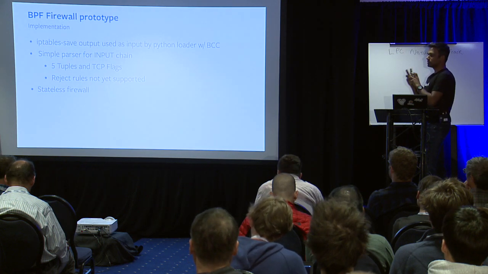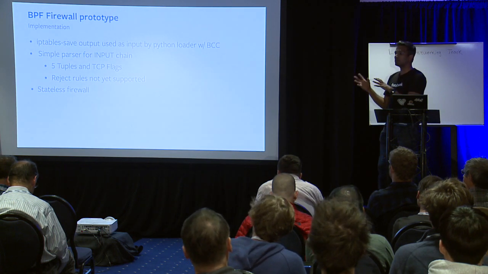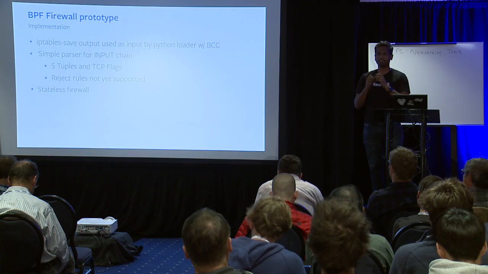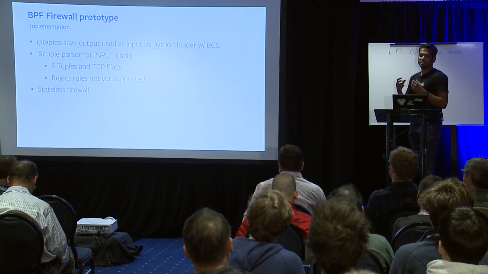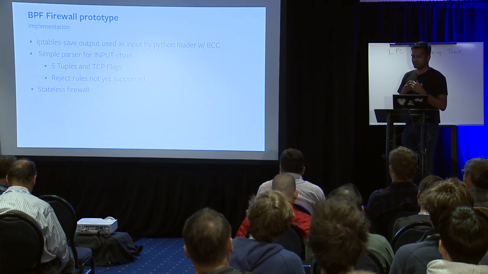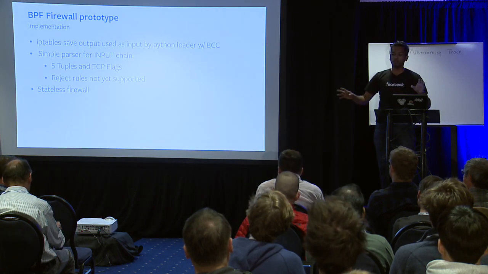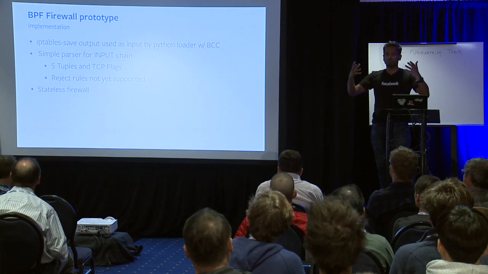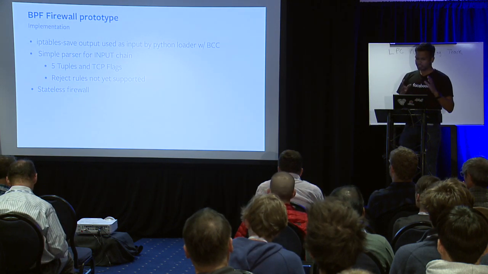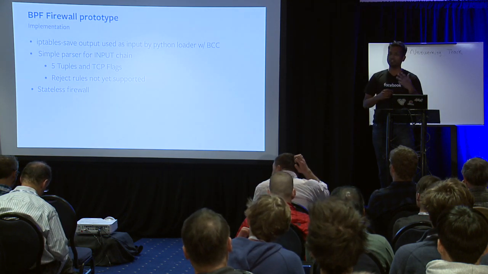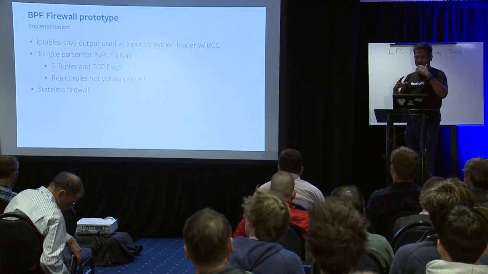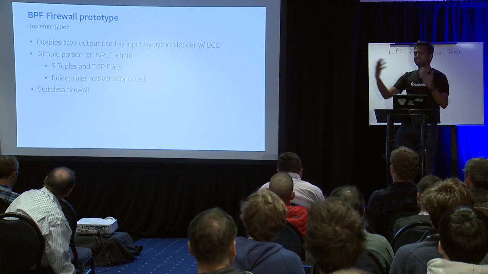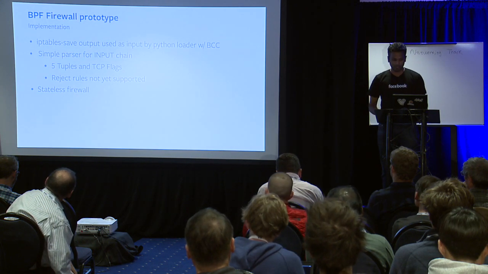Some specifics about this prototype implementation. We use the output of iptables-save, which is a pretty human-readable expression of iptables, and used a Python loader with BCC helpers to populate all our maps. These were per-tuple maps. It was a simple parser for input chains. We had five tuples and TCP flags. We did not support reject rules. Again, we kept it simple with accept and drop, and it was a stateless firewall.